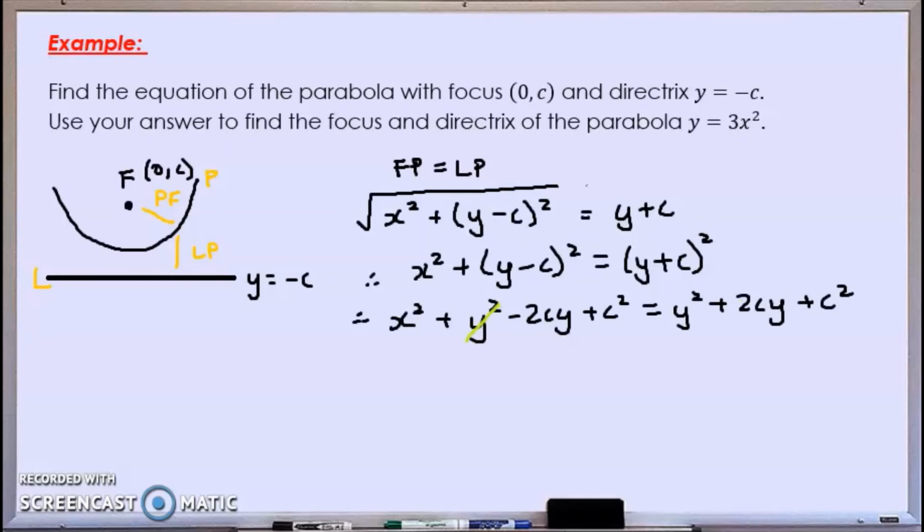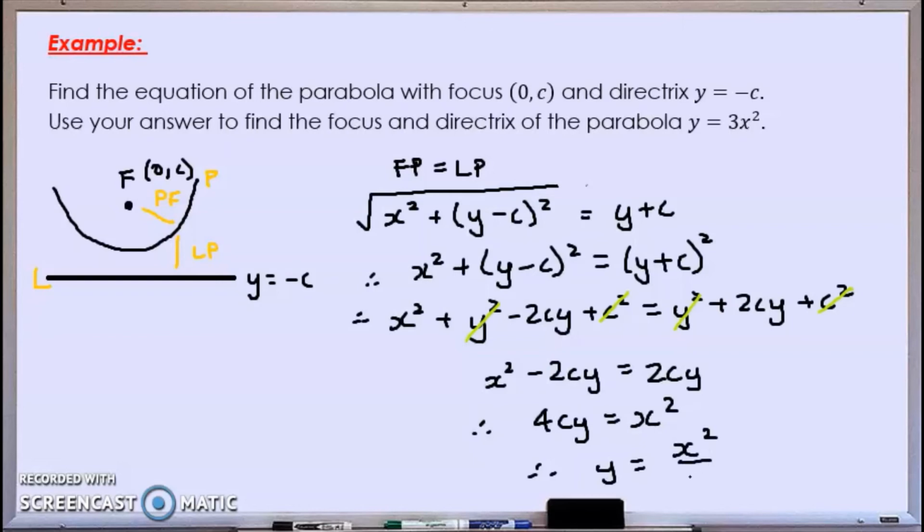We've got our y squared and our y squared over here, and we've got our c squareds there and there, which means we can simplify this to x squared minus 2cy equals 2cy, or 4cy equals x squared, or y equals x squared over 4c. And this is the general rule we're going to use for this circumstance.